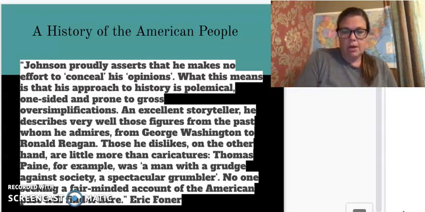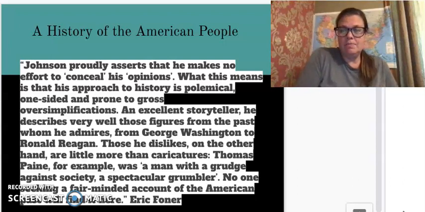So Foner believes that Johnson's account was not fair-minded. And so there's another historian's critique of how Johnson crafted his narrative.